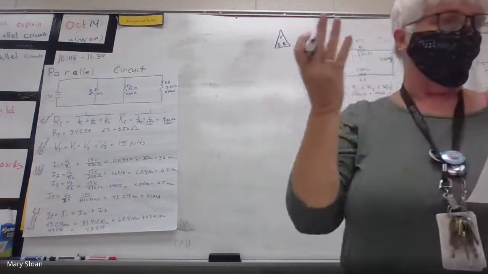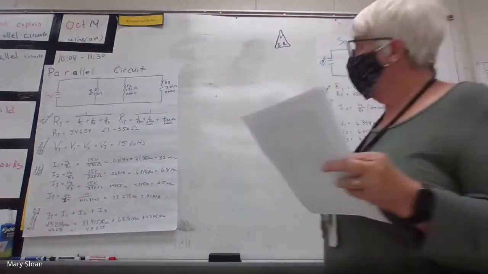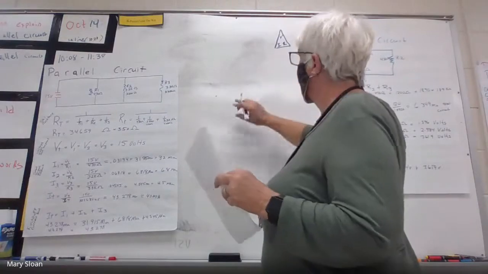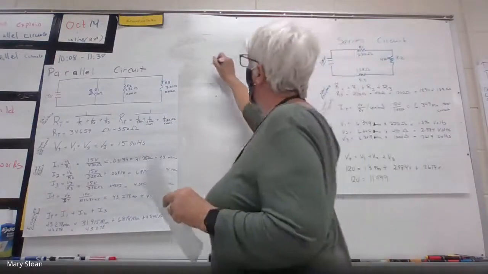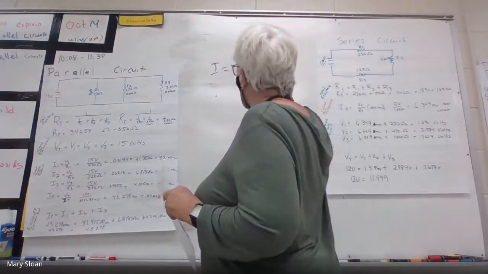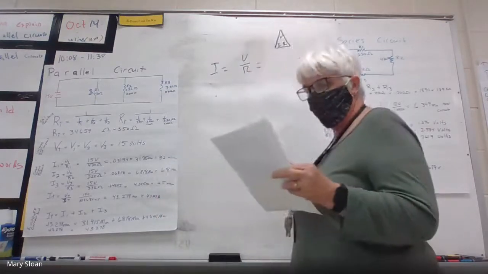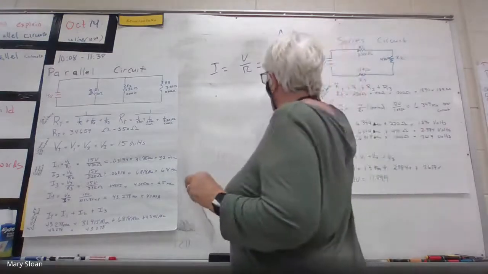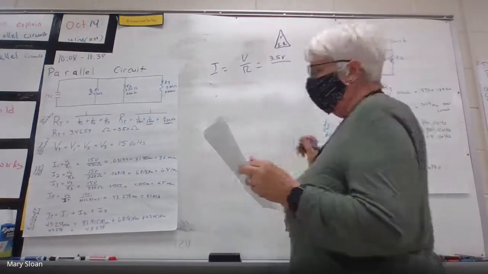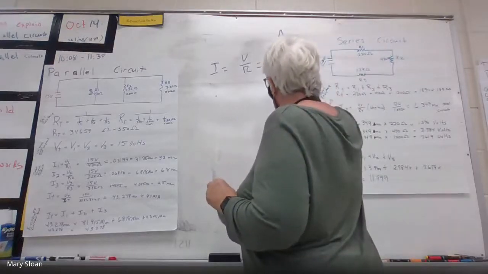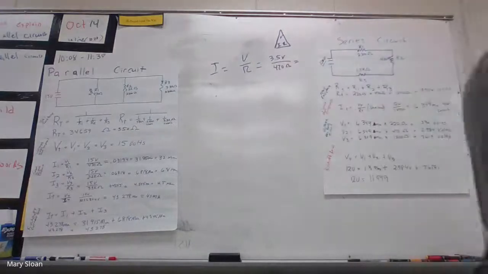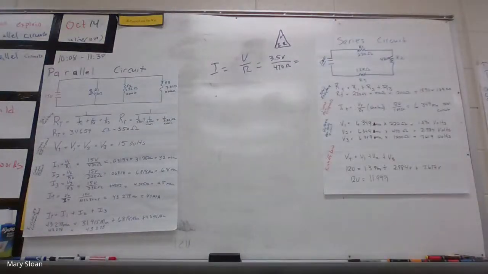So if we look, this one here we have R and we have V, right? So we're trying to find I. So I equals V divided by R. What is my voltage? 3.5. What is my resistance? 470 ohms. So in your calculator, if you'll plug that in, please, and put your answer.